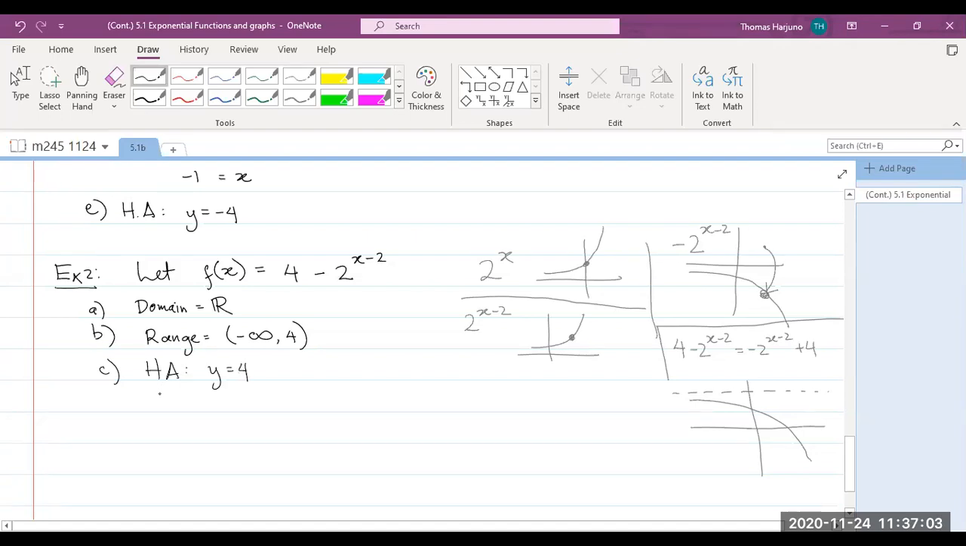Now the details. How about the y-intercept? The y-intercept of this function, f(0) equals 4 minus 2 to the negative 2. That's 4 minus 1 over 2 squared, which is 4 minus 1/4. Yeah, we can say this is 15/4, right? Or 3.75. Okay, that will be our y-intercept.